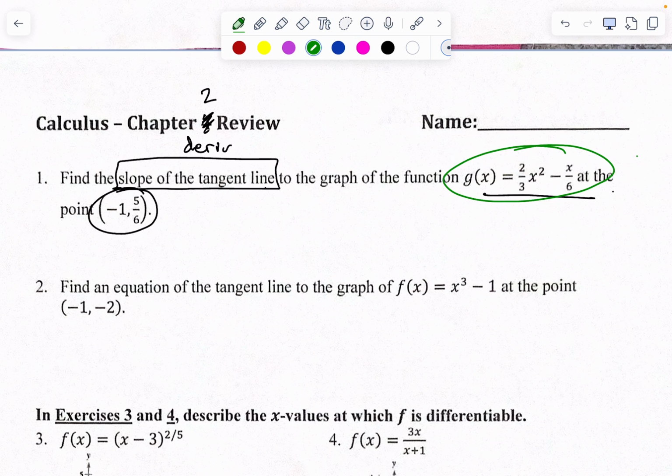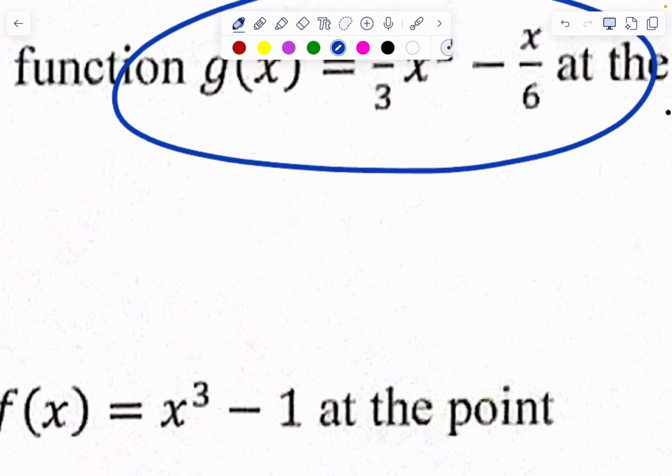Okay? Because if I plug -1 into the original, what should I get? Plugging in -1 just gives me the y coordinate, 5/6. That's not going to get me anywhere. That's just going to tell me what the y coordinate is. So that's not going to help me. I need to find the derivative first. So the derivative of this guy.